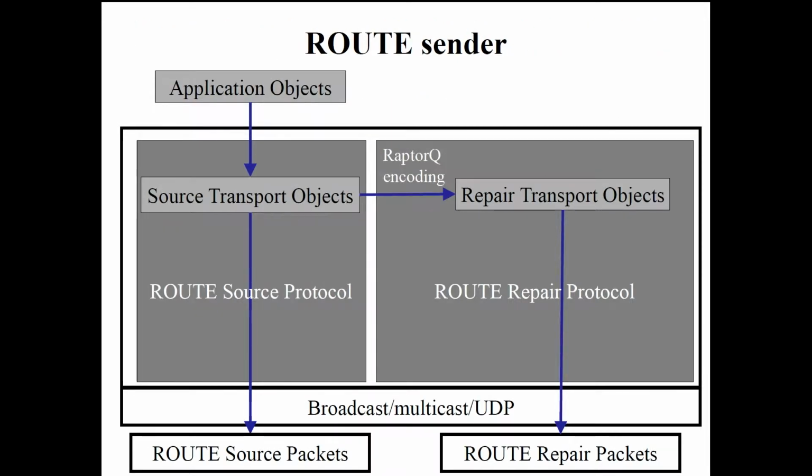So at the ROUTE sender, the application objects come in. You generate the source transport objects from the application objects. Sometimes it's just a one-to-one mapping, sometimes a little more complicated. And you packetize those and you send that over your broadcast multicast network, for example, as ROUTE source packets. Then you employ the RaptorQ encoding to generate these repair transport objects from the source transport objects, and use your ROUTE repair protocol to generate the ROUTE repair packets and send those out.